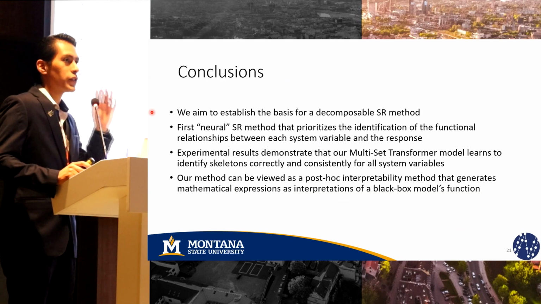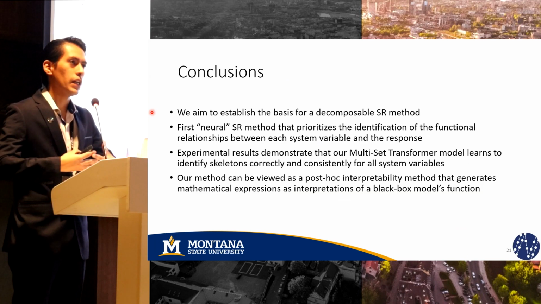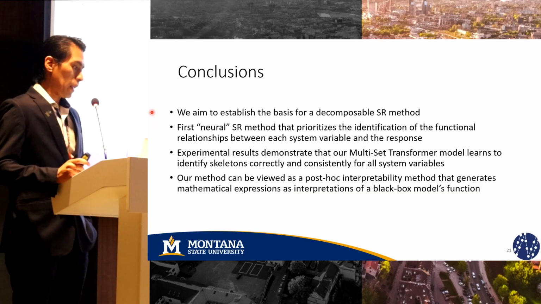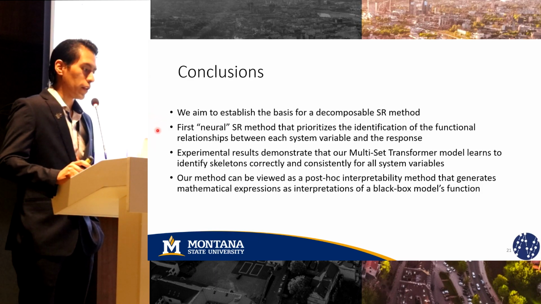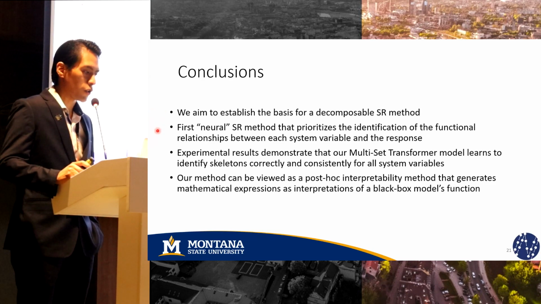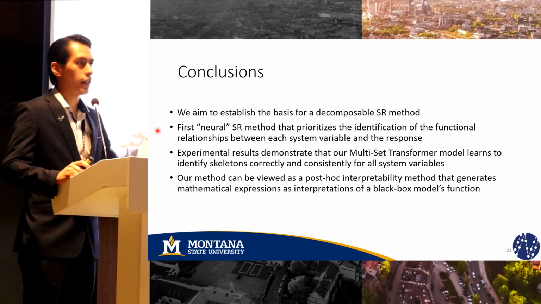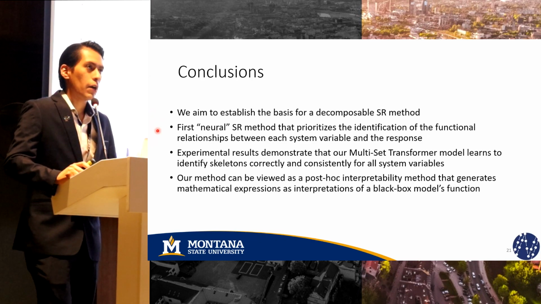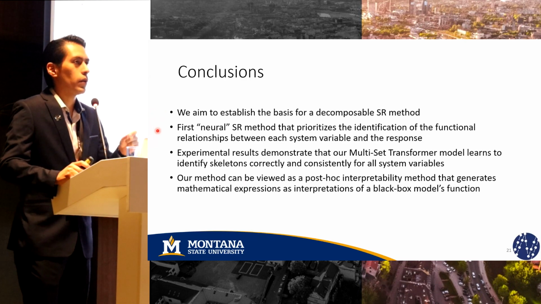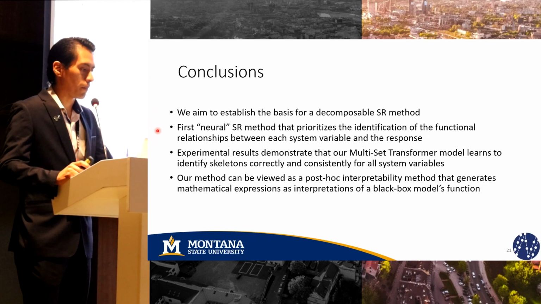What we're planning to do is to grab all of these univariate skeletons and then merge them into a final multivariate expression. But what we're doing right now is proposing the first neural symbolic regression method that prioritizes the identification of the functional relationships between each input variable and the output of the system. Our method allows for a better understanding of how each input variable contributes to the overall behavior of the system.